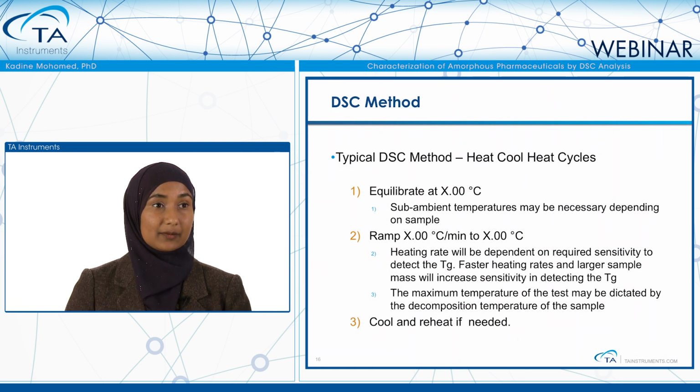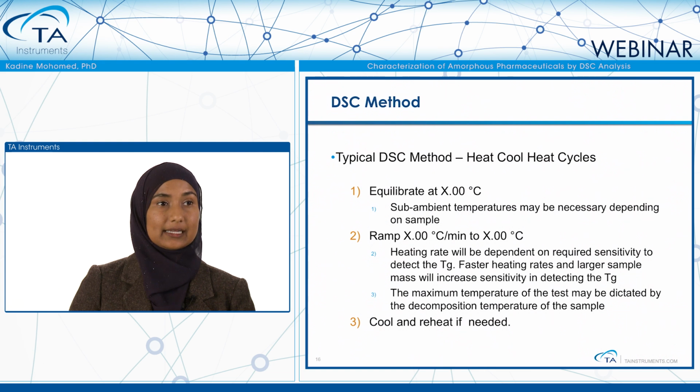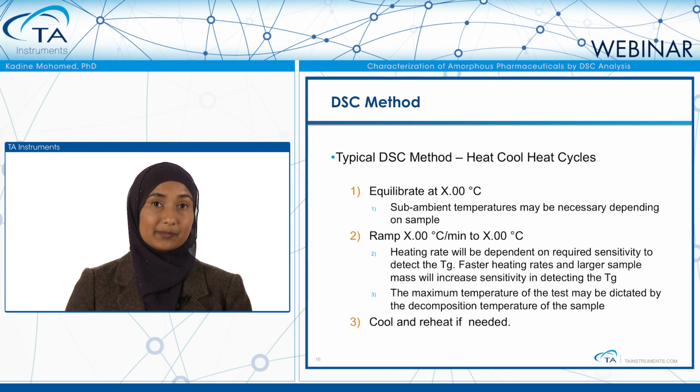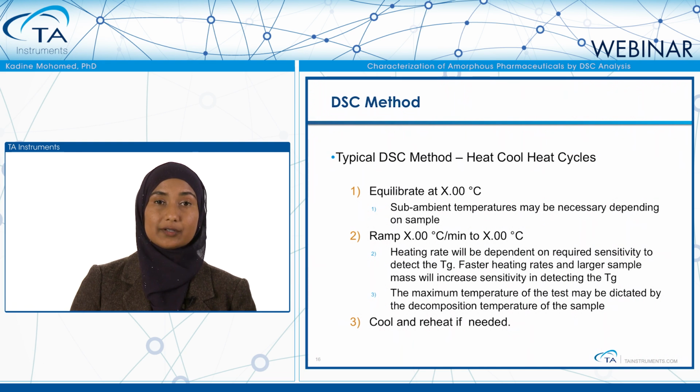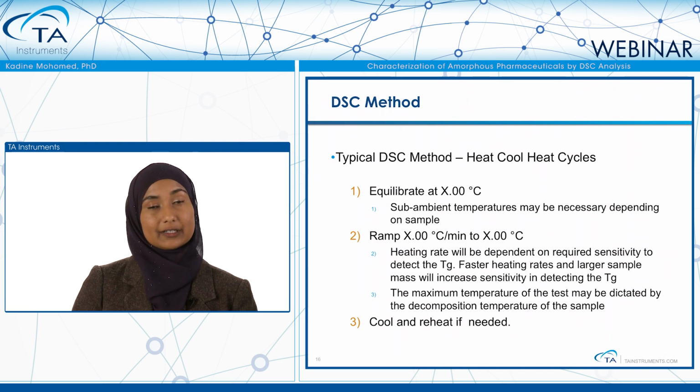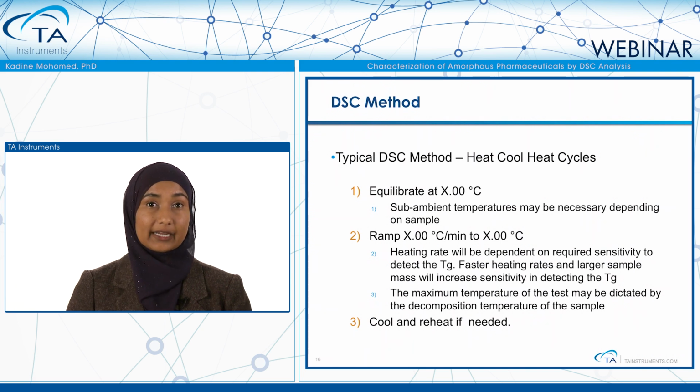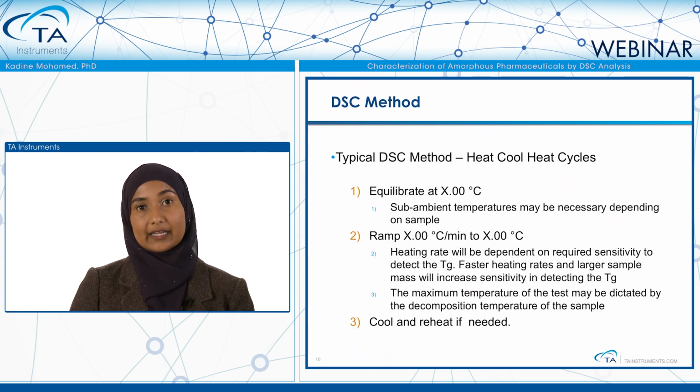The next segment would define the heating rate as well as the upper temperature limit. As mentioned earlier today, the heating rate can impact the sensitivity of the measurement. So if you have a material that is highly crystalline with very little amorphous content, you may want to increase the heating rate to amplify the signal associated with the glass transition step change. However, typical heating rates can range from 5, 10, 20 degrees Celsius per minute.